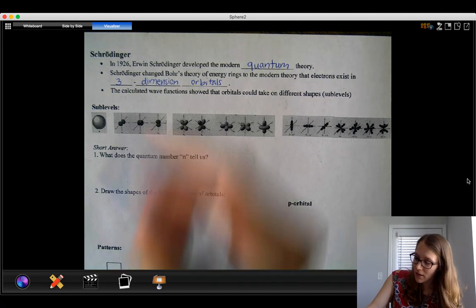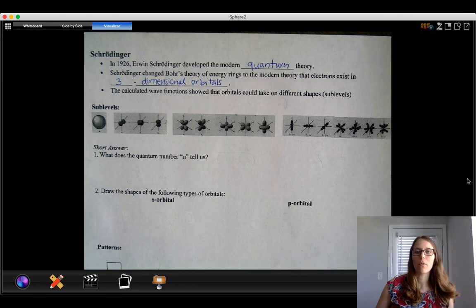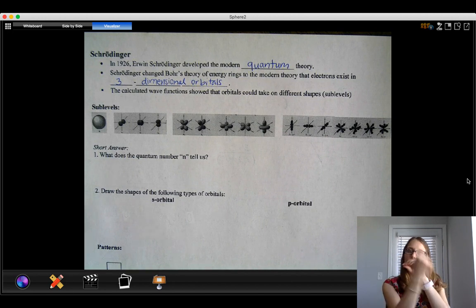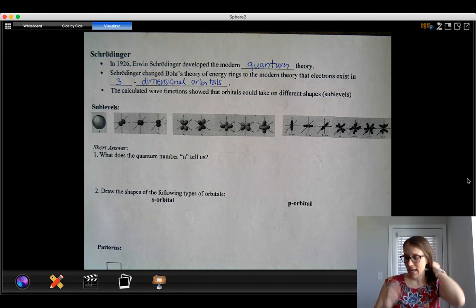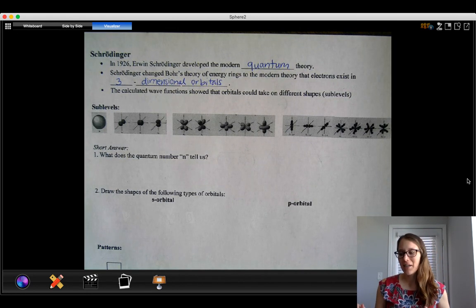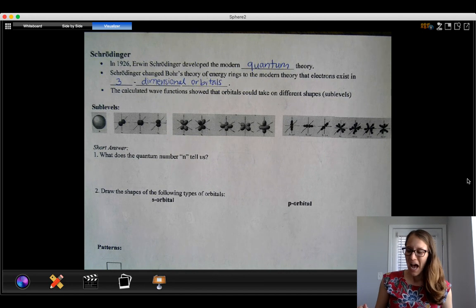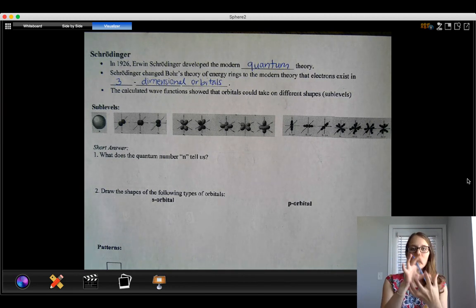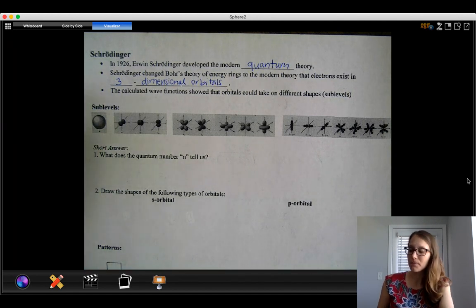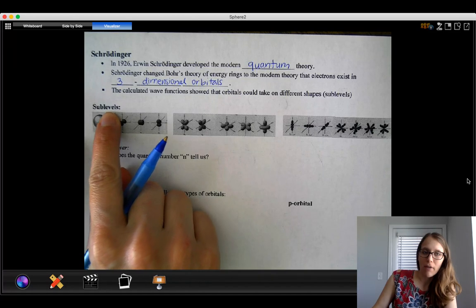Schrödinger said that there are three-dimensional orbitals, meaning that electrons aren't just traveling in circles. There's actually some kind of three-dimensional space that they're occupying. What he ended up coming up with mathematically, with really complicated equations, is he calculated that different electrons are going to travel in different shapes for these orbitals. Sometimes they travel in this kind of spherical region, but sometimes they travel in other types of shapes. And so he called these sublevels.